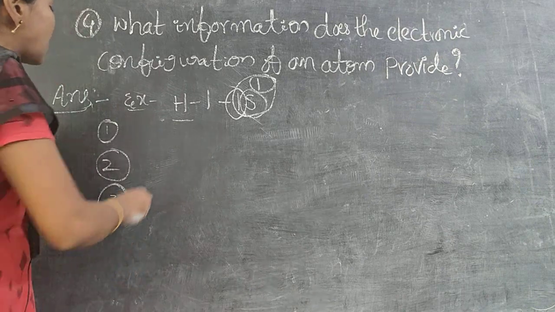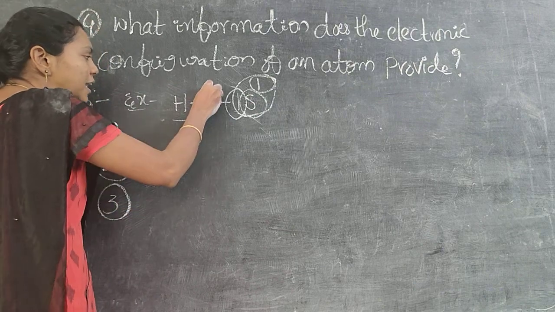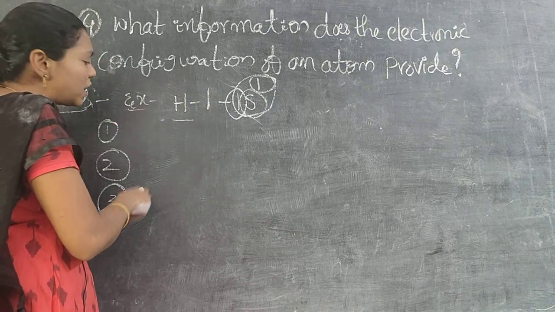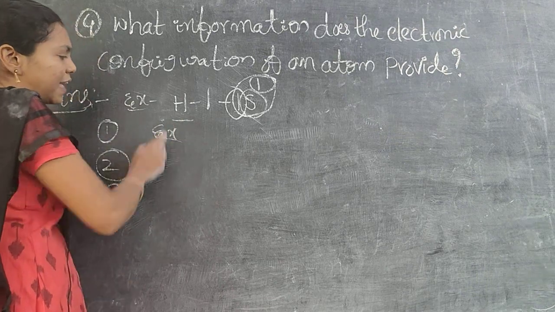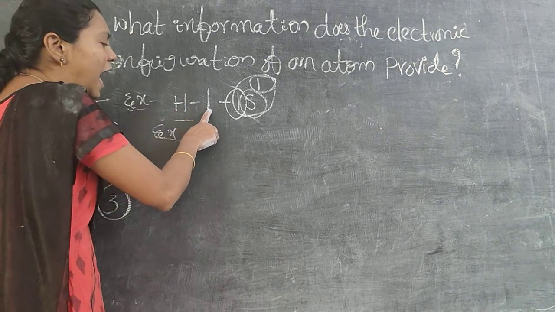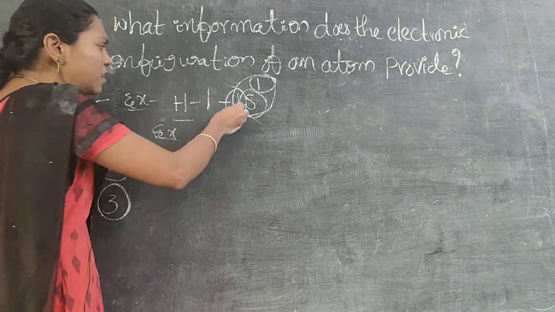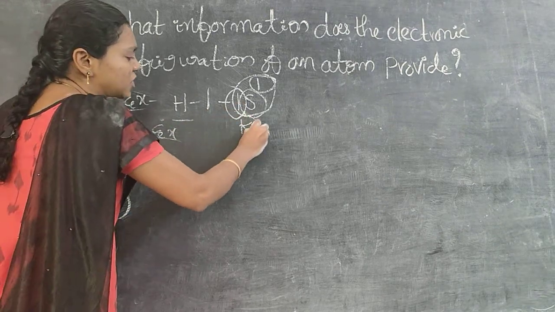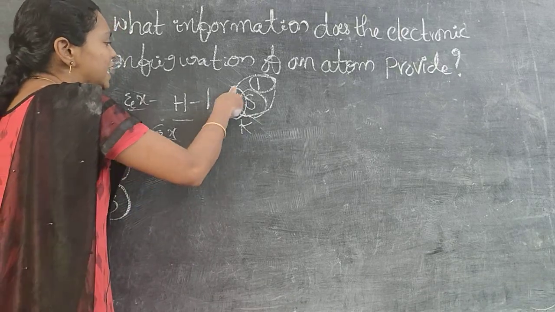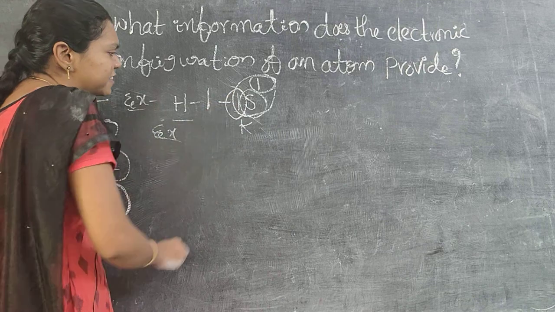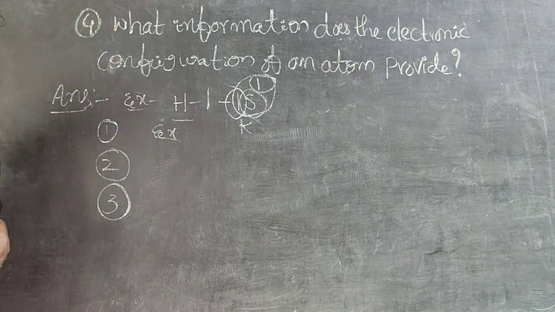Example also you must write. After completing this point, you write the example. Hydrogen has only 1 electron, which is the atomic number of hydrogen. It has only 1 shell, that is K, that is the 1s orbital. That 1 electron of hydrogen is present in the 1s orbital, and the 1s orbital of hydrogen belongs to the K shell.